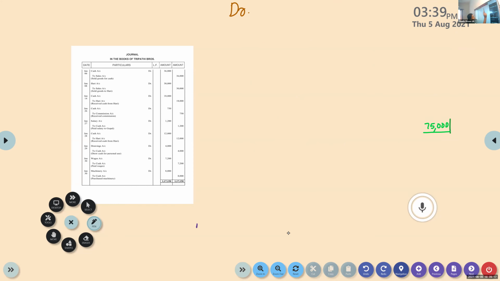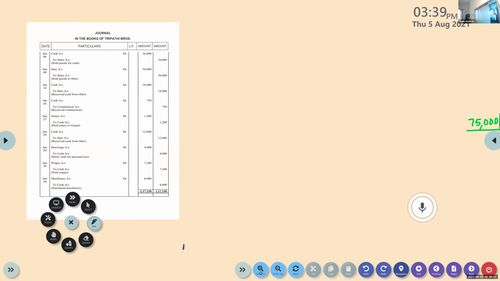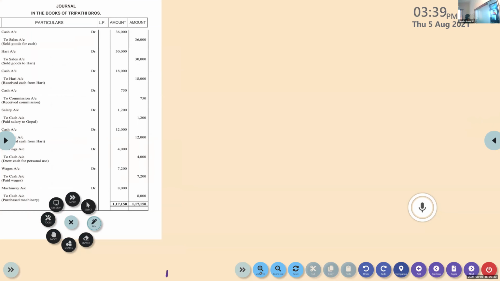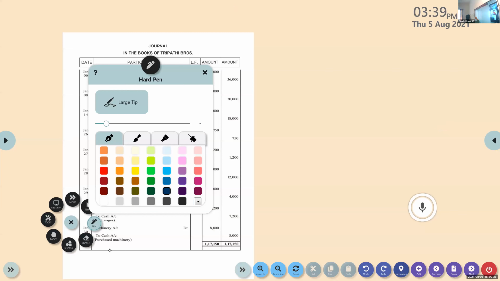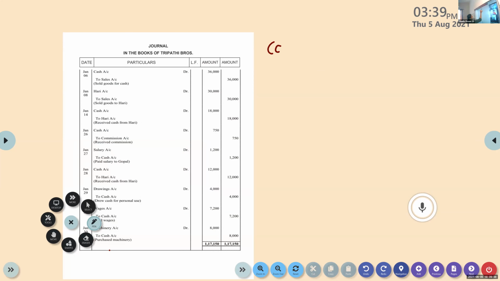Yes or no? Yes, ma'am. Okay. Now check. Let us see which are the accounts we need to prepare now. Let us find out. So what is the first transaction? Cash account debtor to sales. So we need a cash account.